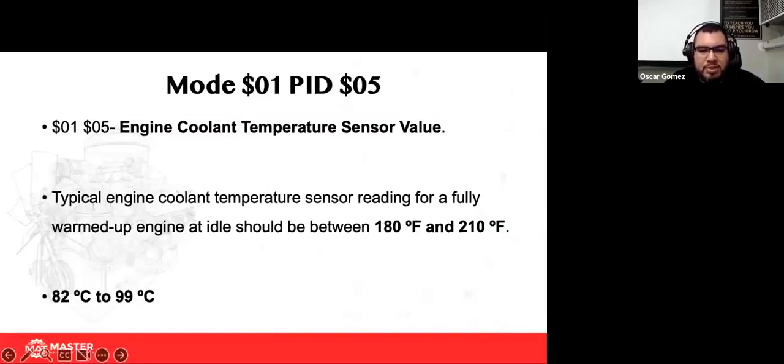So a typical engine coolant temperature sensor should be reading about 180 to 210 degrees. That's when the engine is fully warm. That would be 82 degrees Celsius to 99 degrees Celsius. And or you can always sit there and listen for the cooling fan to cycle. The cooling fan cycles, that's another indication that the vehicle is warmed up, right? And then now you can check that off as a go check, right? So that's why it's called a go no go check. Okay, so are we going to go or not, right?